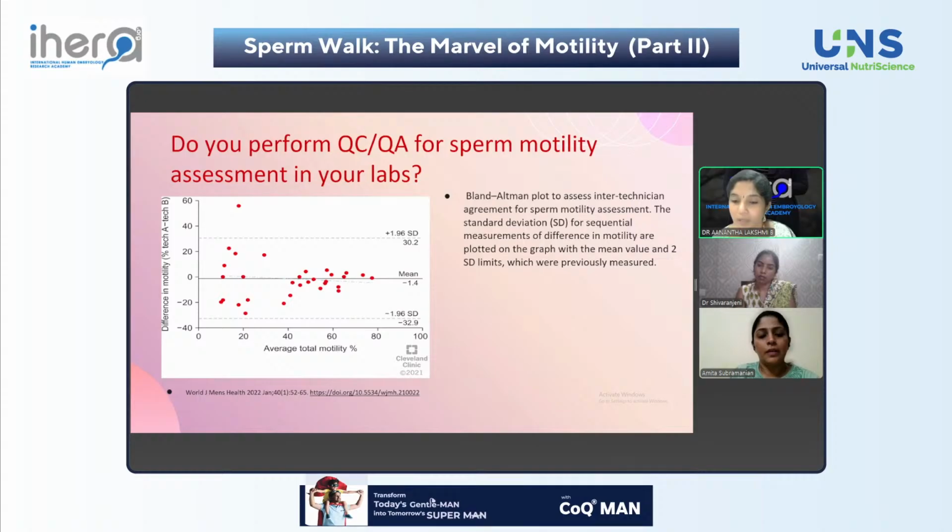So anybody from the panelists, are you practically doing this method, or do you maintain any records of that? Not sure how many of you actually do such a thing, or are you aware of such a thing? No, generally, what I follow is, when we take the readings from 2 different technicians or 2 different persons, I see how much variation there is in between.